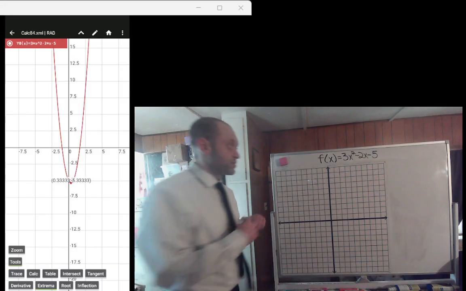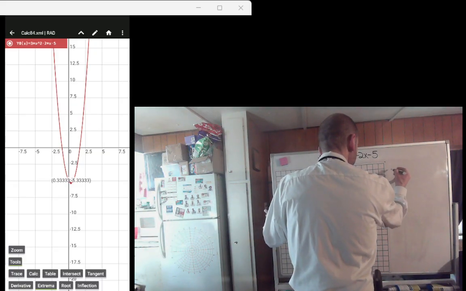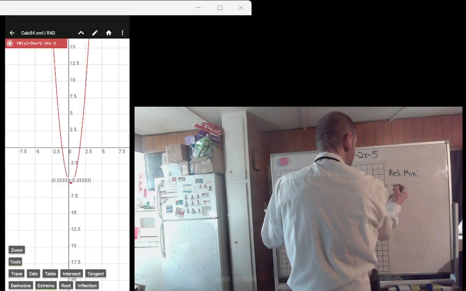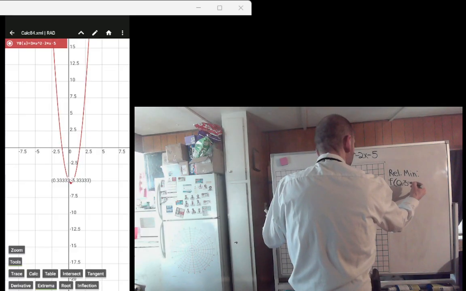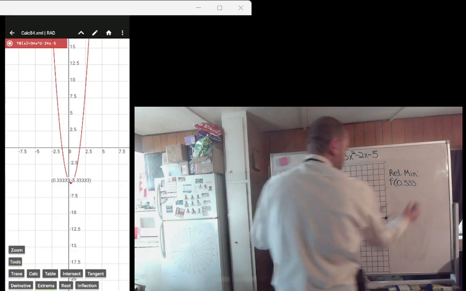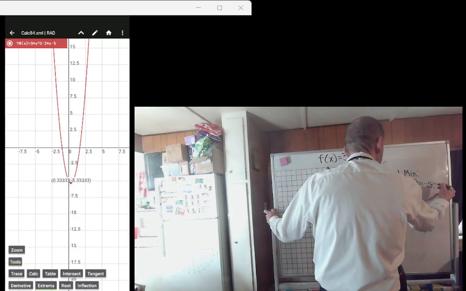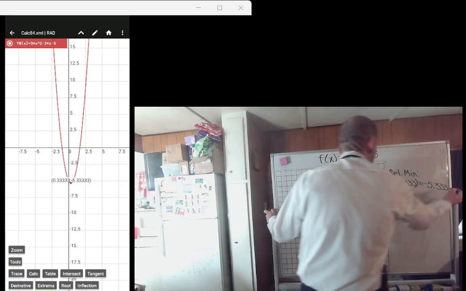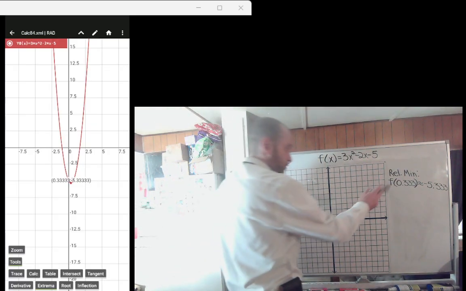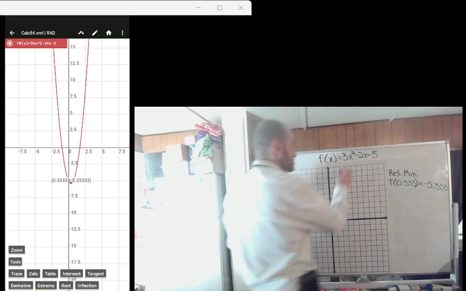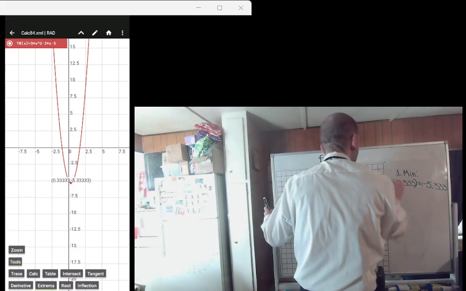We're going to round this to 3 decimal places. You have only a relative min. You don't have a max, but you have a relative min at the point f of 0.333 to 3 decimal places, which is approximately equal to -5.333. That would be your relative min. And you can have maximums and minimums in the same function on the same graph.